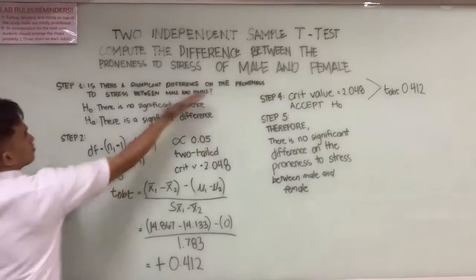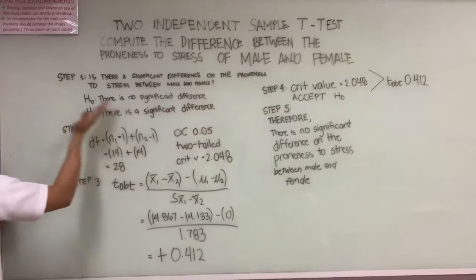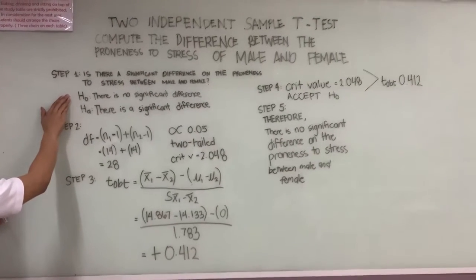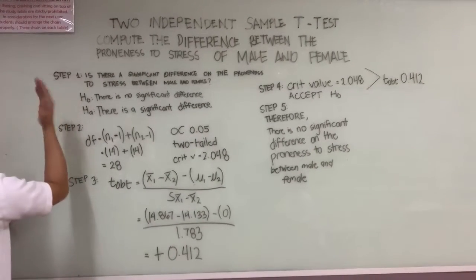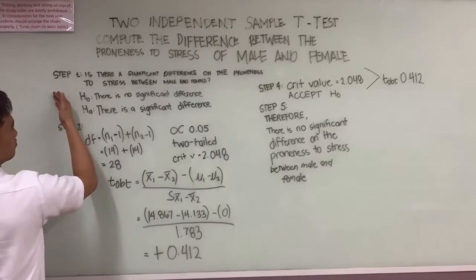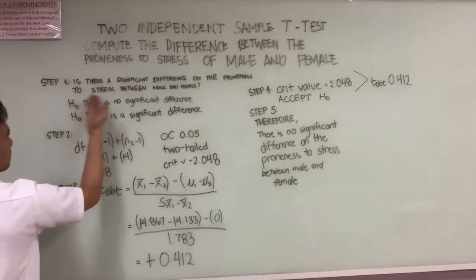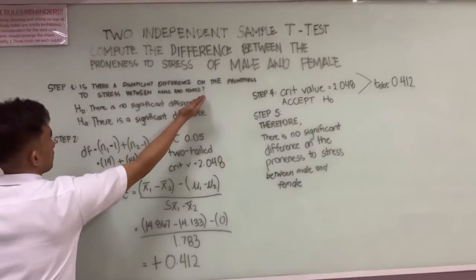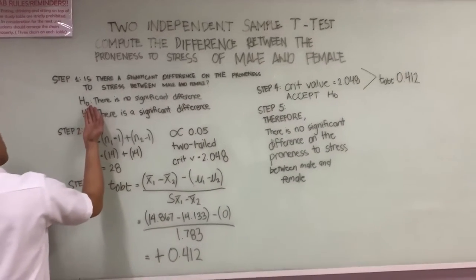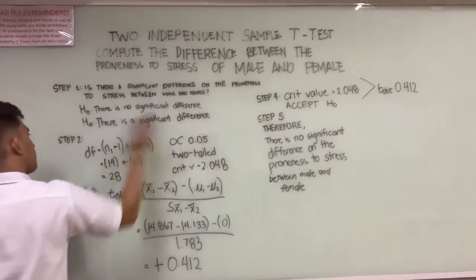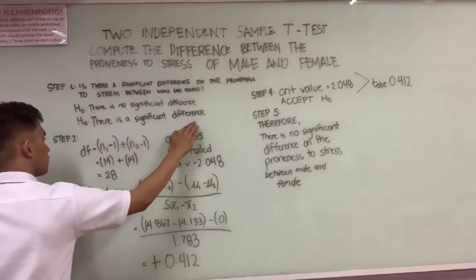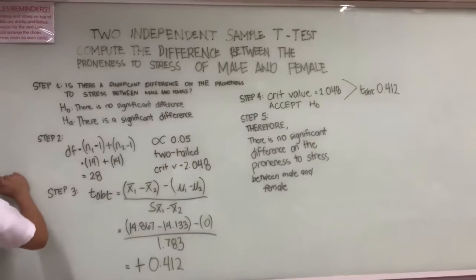obtained. Since we are done with all the computations, we should proceed to the second and the rest of the steps to know which hypotheses we will accept in the end. Step 1. We should indicate our problem and form our null and alternative hypotheses. The problem begins in this step with the question being, is there a significant difference on the proneness to stress between male and female? Our null hypothesis for this problem would be, there is no significant difference, and our alternative hypothesis would be, there is a significant difference on the proneness to stress between male and female.